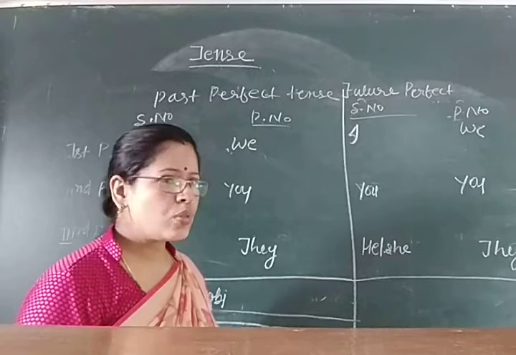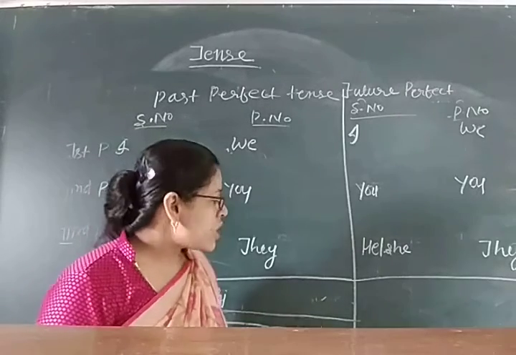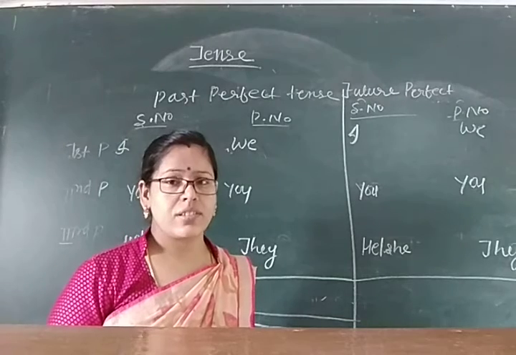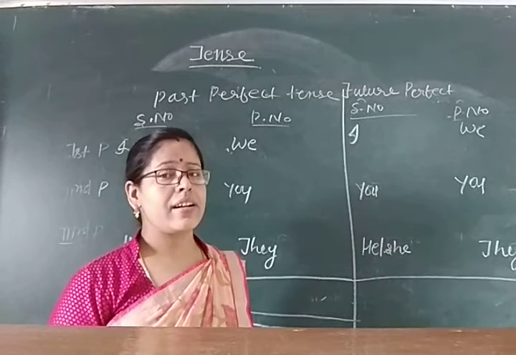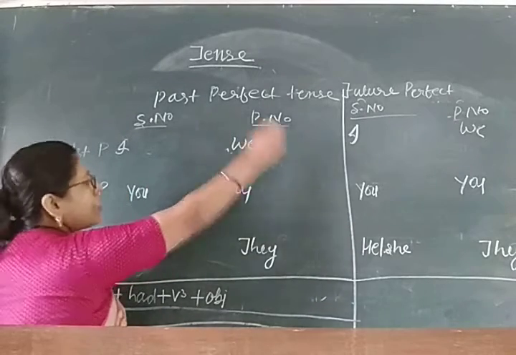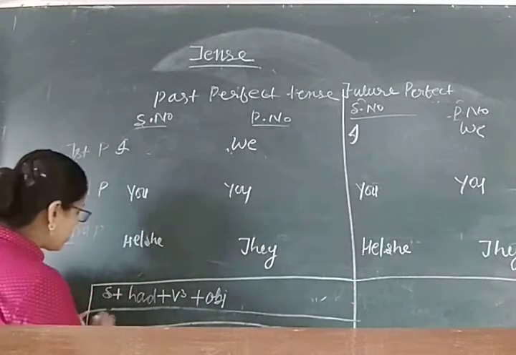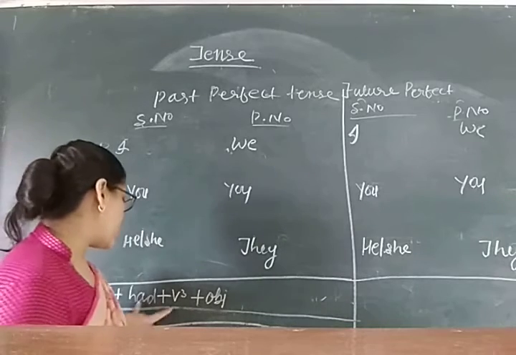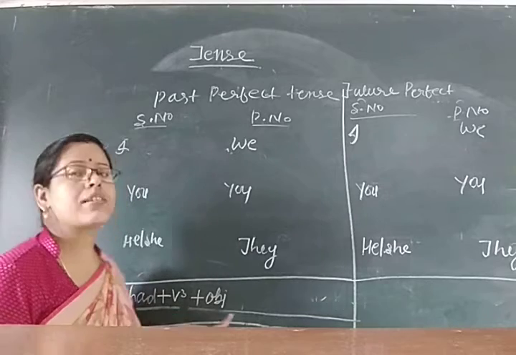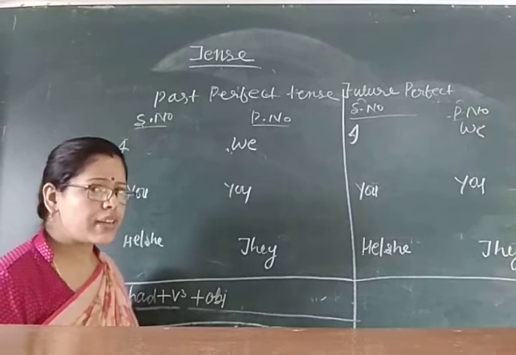As I taught you, structure and format are very important in order to understand the tenses. So let's see the structure of past perfect tense. The structure of past perfect tense is what? Subject plus had plus V3 plus object. Alright.